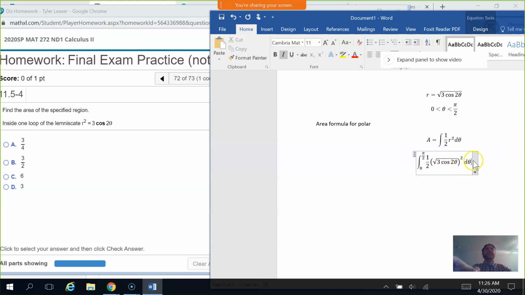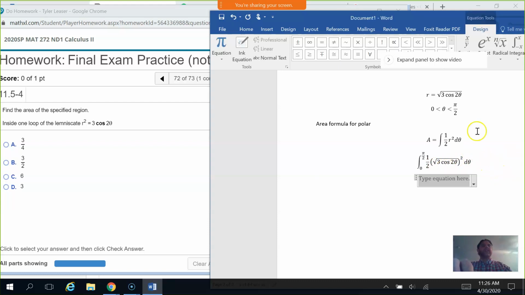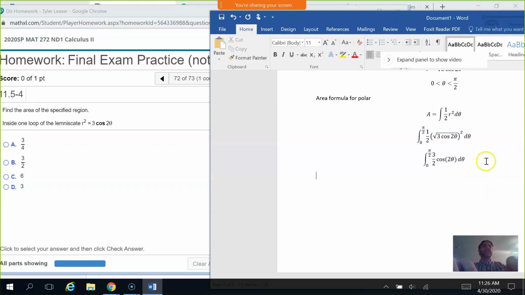All right, so if we square that, that's just going to make the square root go away. Still going to have the integral from 0 to pi over 2. You could pull the 1/2 out, but you're also going to be multiplying this by a 3. So we're going to have a 3/2 out in front, and then a cosine of 2 theta. And now we can just do the antiderivative.